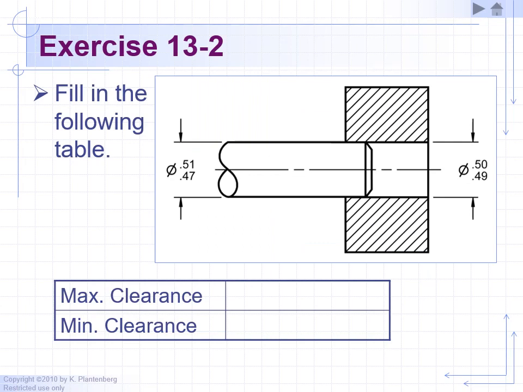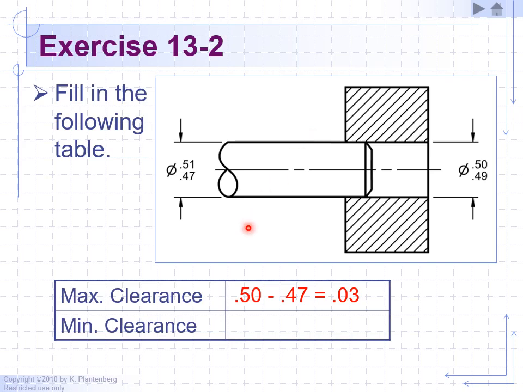Next slide. So what is the maximum clearance you'll find between this shaft and this hole? So all you have to do is take the largest hole, 0.50, and subtract the smallest shaft allowed of 0.47. Okay, so once again, the largest hole allowed, 0.50 diameter. The smallest shaft, 0.47. The small shaft and the largest hole will have a clearance of 0.03 inches. That's the maximum clearance between these two.